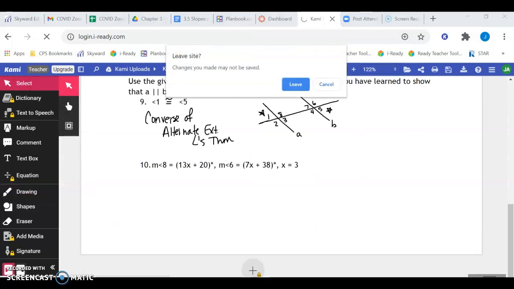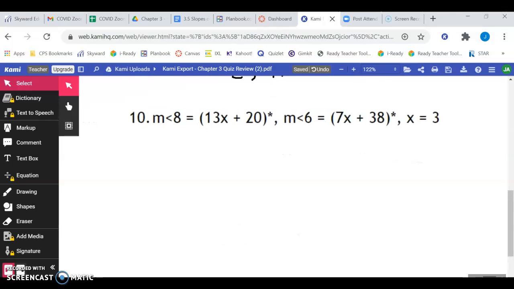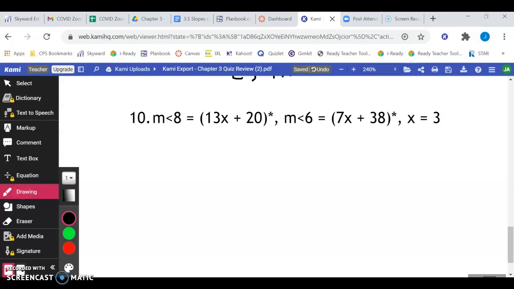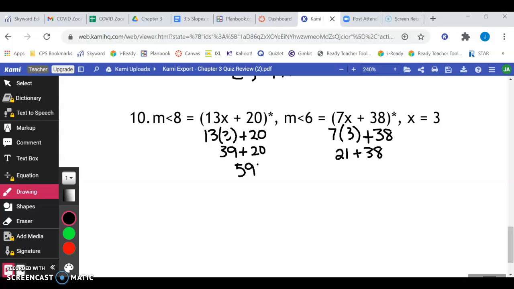And then here, for number 10, we are told that the measure of angle 8 is 13x plus 20, and the measure of angle 6 is 7x plus 38, and then we're told x is 3. So we have to plug in the x here. So we have 13 times 3 plus 20, so that's 39 plus 20. So the measure of angle 8 is 59 degrees. And then we do 7 times 3 plus 38. So that's 21 plus 38, so that's 59 degrees.